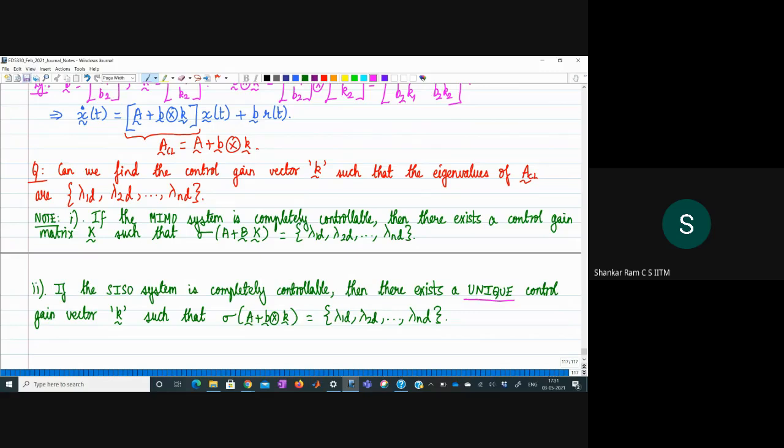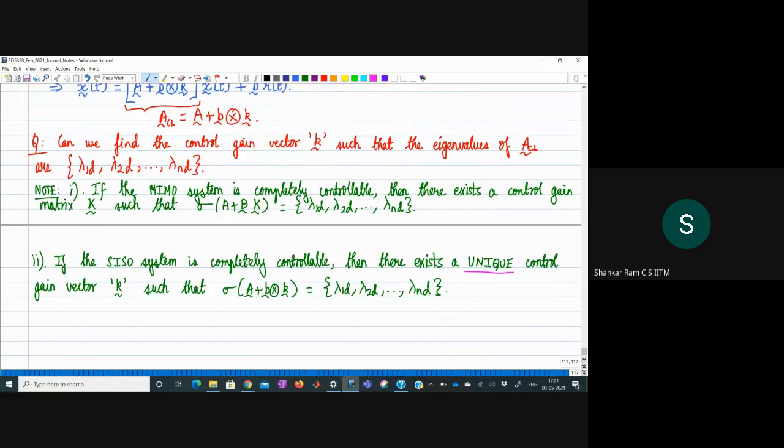If we have the single input, single output system to be completely controllable, then not only does a solution exist as far as the full state feedback controller is concerned, it so happens that if we choose the locations of the desired eigenvalues of the closed loop state matrix, the control gain vector is unique.